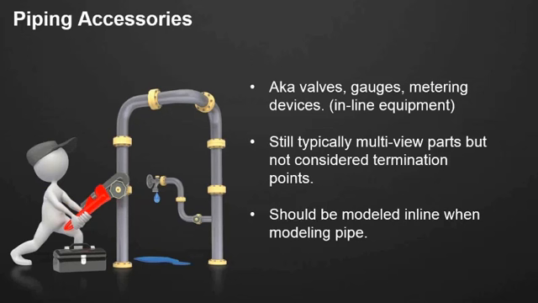Equipment multi-view parts contain piping accessories, but in the aspect that I'm speaking of, where we place our equipment first and then run all of our piping, I'm not really thinking or speaking about piping accessories. Those are our valves, our gauges, our metering devices. These are still typically multi-view parts, but I don't consider them termination points for equipment such as what a chiller or a pump or a cooling tower would be. So these are modeled in line when you're modeling your pipe. We will start to speak about those when we get into routing of pipe and pipe fittings.